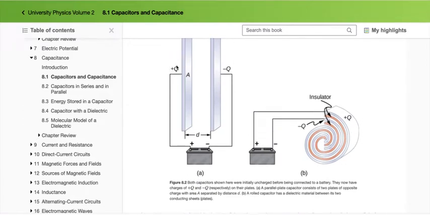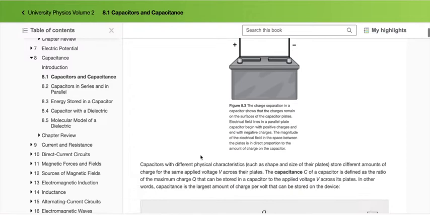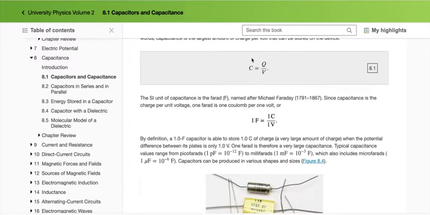So Q here is the amount of charge over here. We're always going to end up with the opposite charge on the other plate, but when we're saying Q, we just mean the charge on the positive plate. And V is the voltage of our battery or our voltage source, whatever that happens to be. Capacitance then is charge per volt stored on the positive plate, and it's measured in farads, named after Michael Faraday. So 1 farad is 1 coulomb per volt.